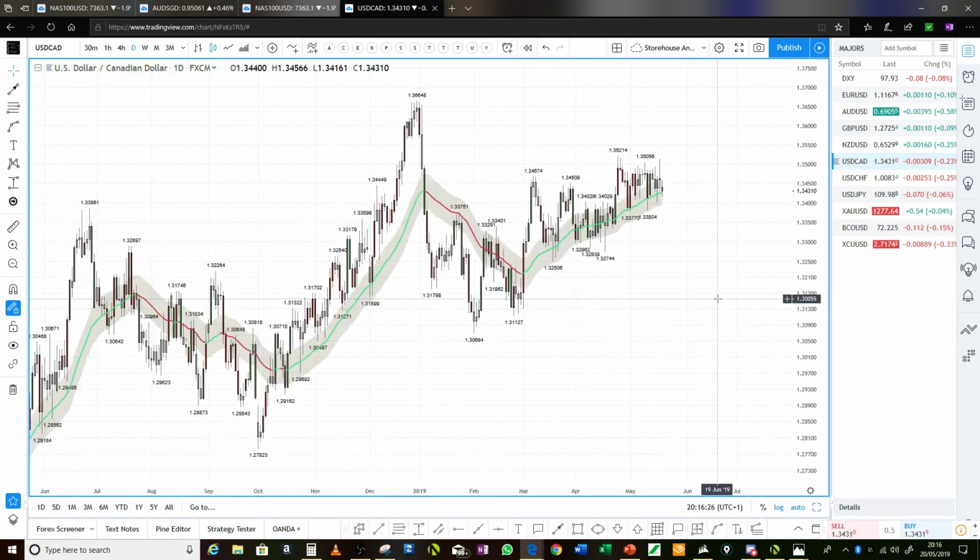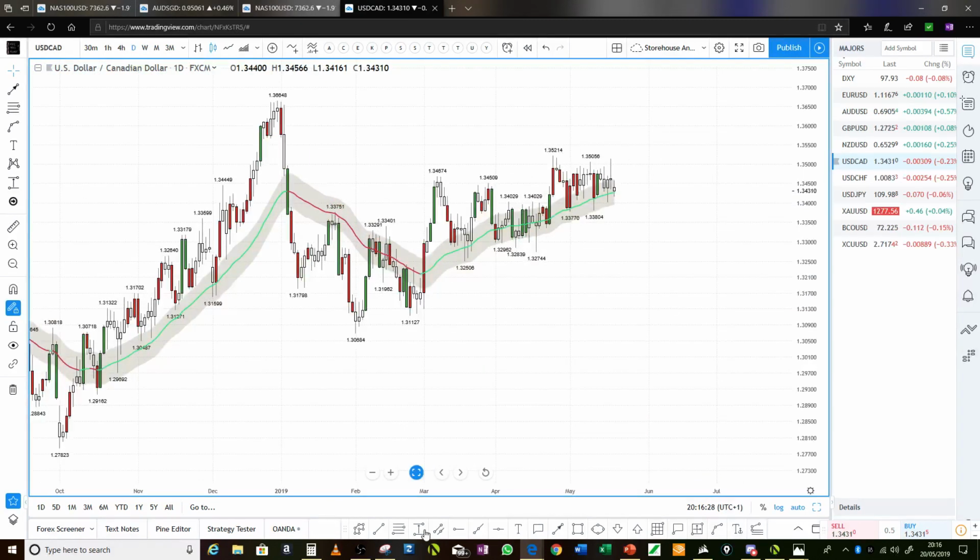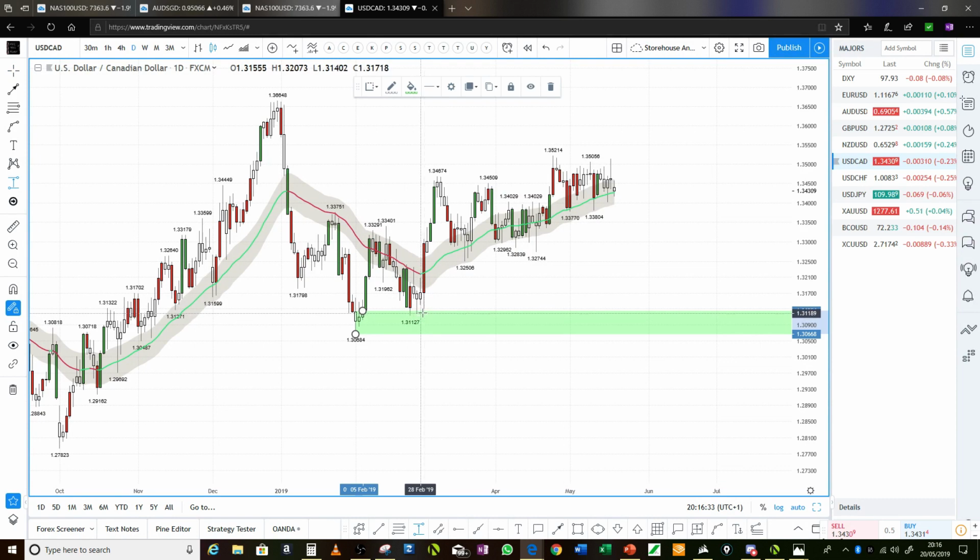I've been long from this demand zone. I got in here in February and I'm still holding part of the position now.